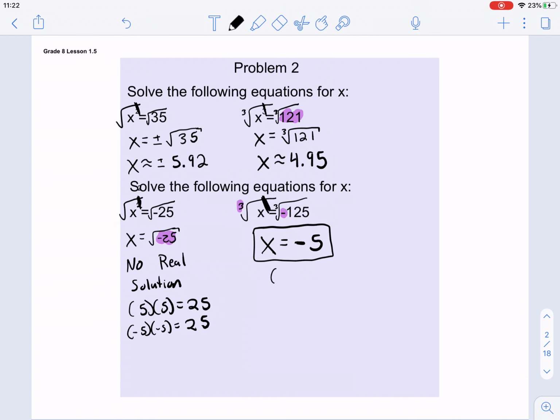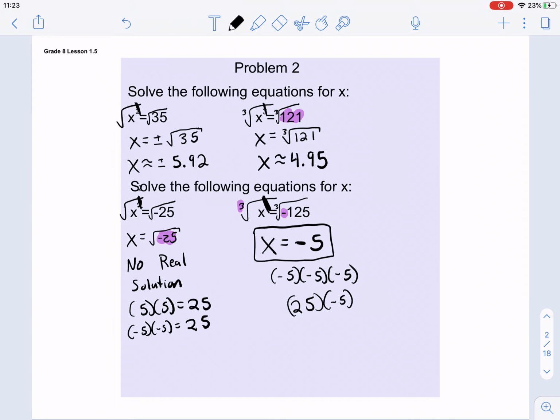And the reason why that works is because I'm multiplying negative 5 by itself 3 times. So if I were to multiply these out, negative 5 times negative 5 is a positive 25. And positive 25 times negative 5 is a negative 125. So when you're taking the cube root, you can have a negative number. When you're taking the square root, if you have a negative number, then we have no real solution.